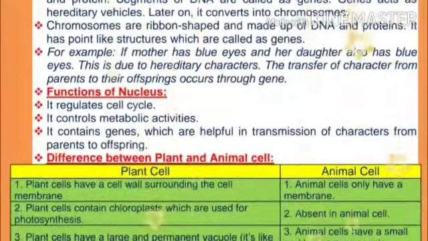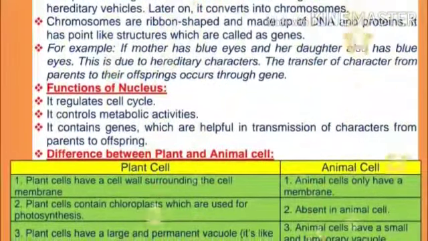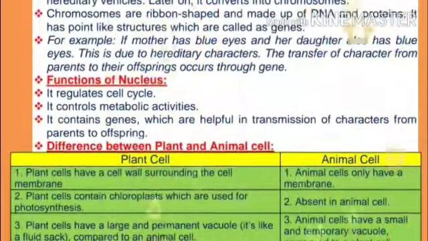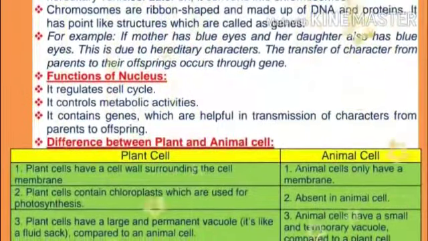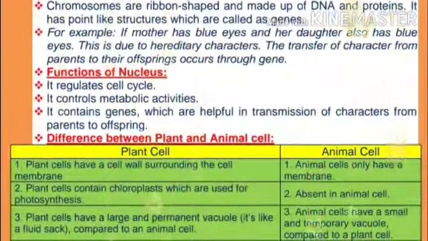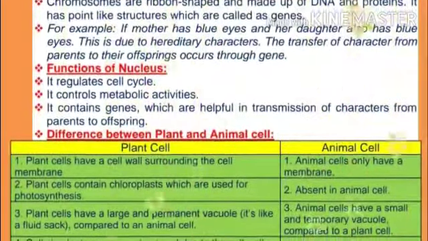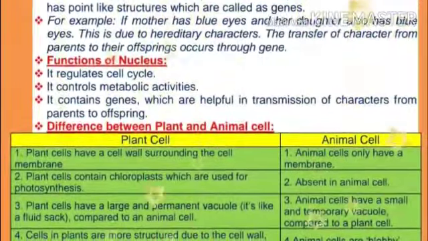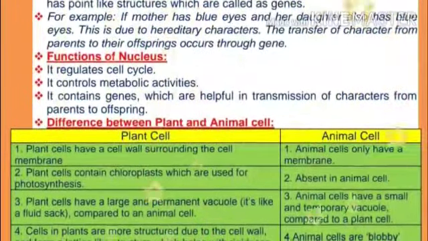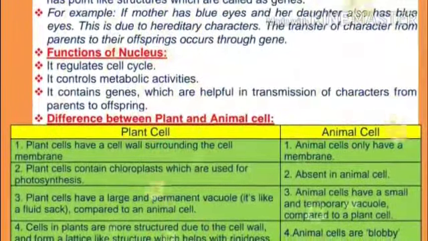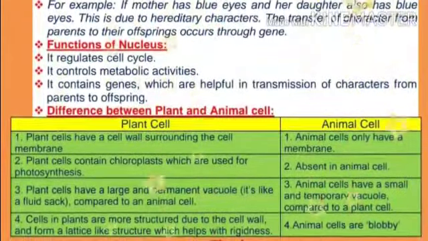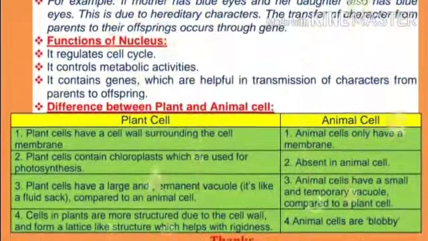Plant cells have a large and permanent vacuole. It's like a fluid sac compared to an animal cell. Animal cells have a small and temporary vacuole compared to a plant cell. Cells in plants are more structured due to the cell wall and form a lattice-like structure which helps with rigidness. Animal cells are blobby.